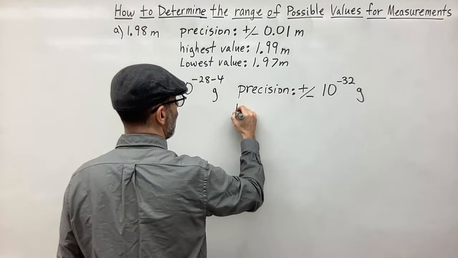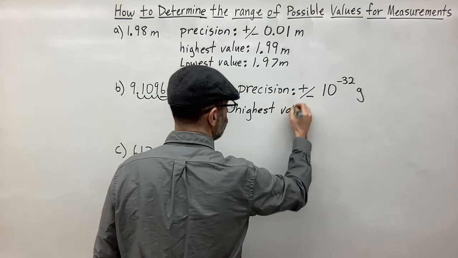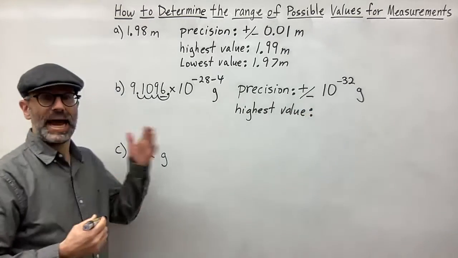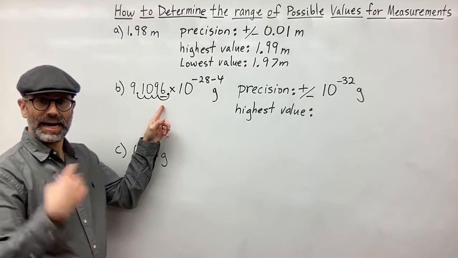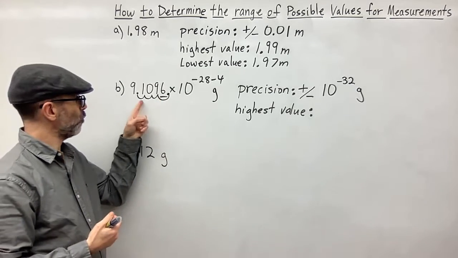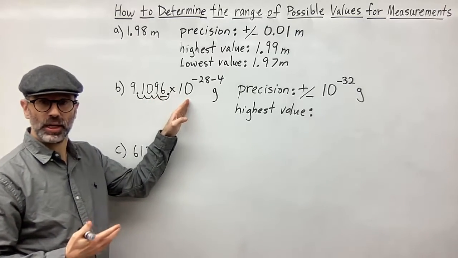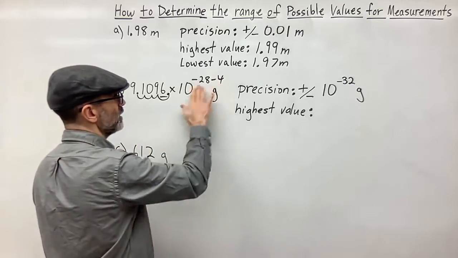For the highest value, again, I'm going to add 1 to the last digit. So this is the last digit, 6. I add 1 to that. I get 9.1097 times 10 to the negative 28, or negative 28. So this 4, it doesn't get added.